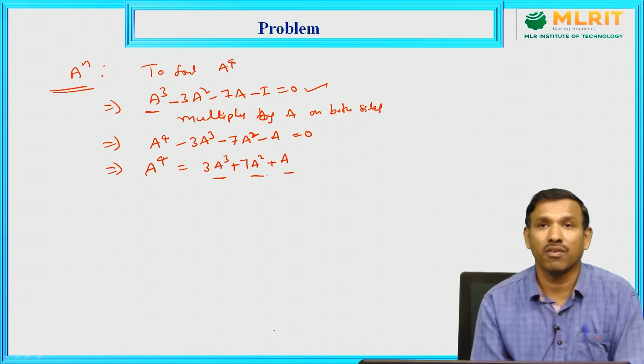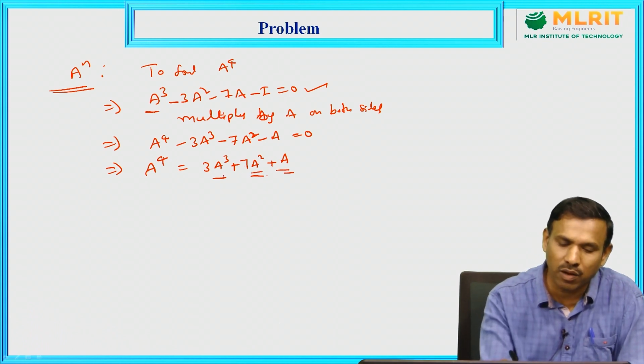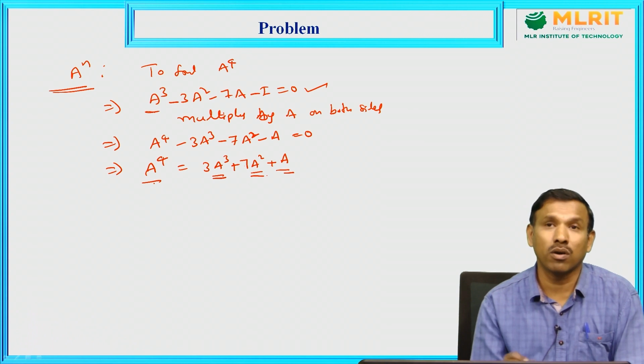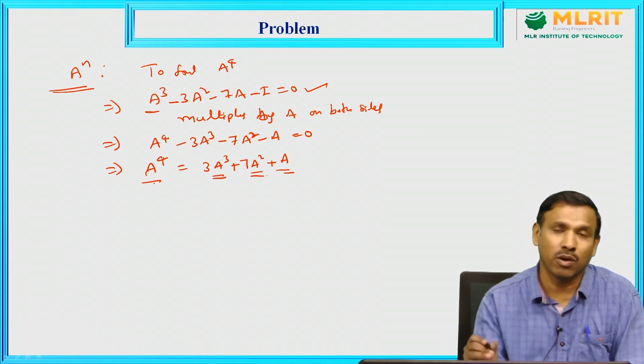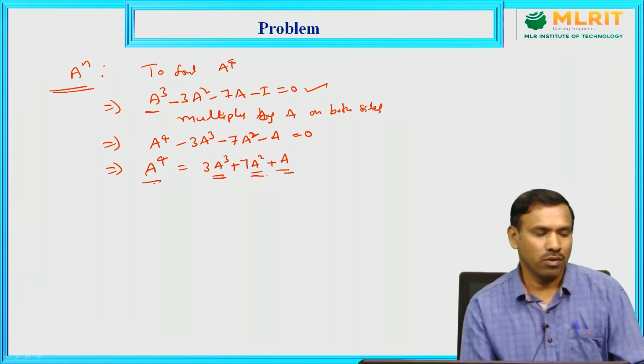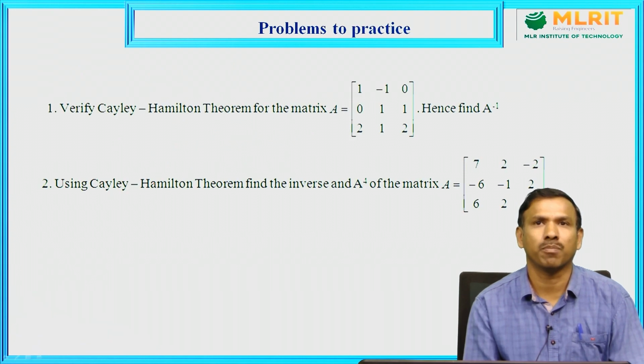Like that we can find the higher powers of a matrix. Since we have all these values, if you add them you will get the required higher power of the matrix without doing the actual multiplication. This is called an application of the Cayley-Hamilton theorem. So in this we have clearly understood how to find the inverse and how to find the powers.